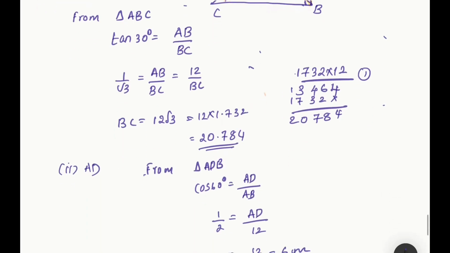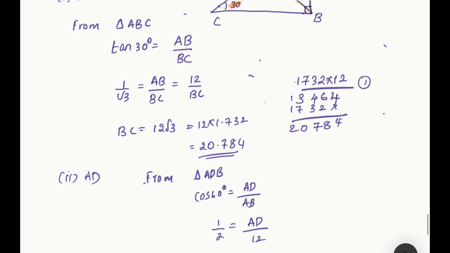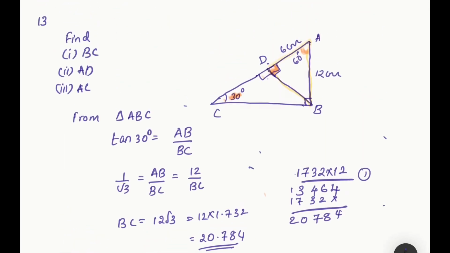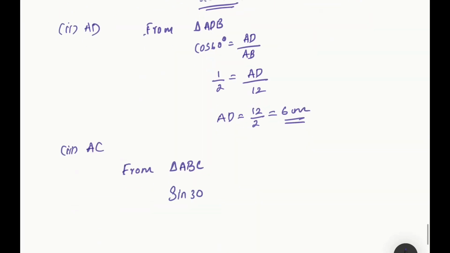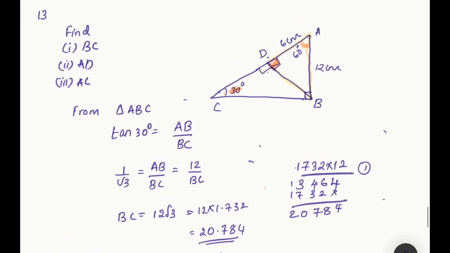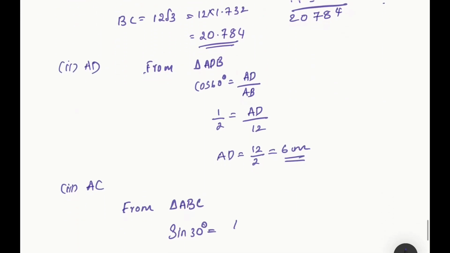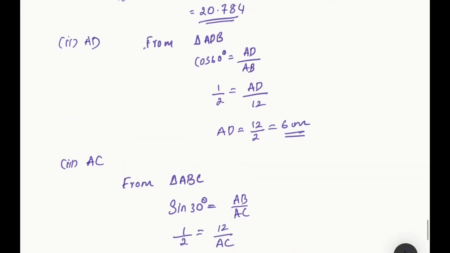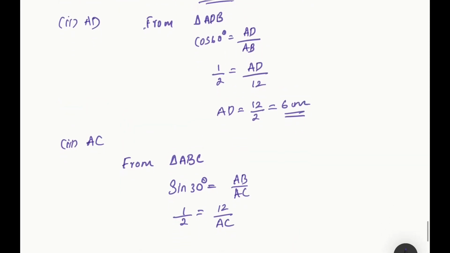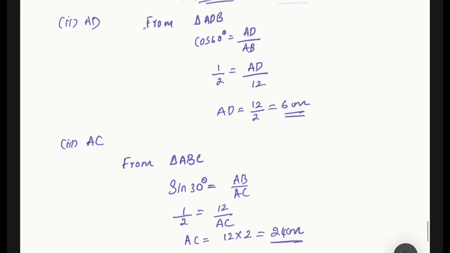AC is the hypotenuse. So you can use sine 30. Sine 30 will be equal to, what is sine 30 for triangle ABC? AB by AC. AB by AC, that is equal to 1 by 2 is equal to, AB is 12, 12 by AC. So AC is equal to 12 into 2, that is equal to 24 centimeter.